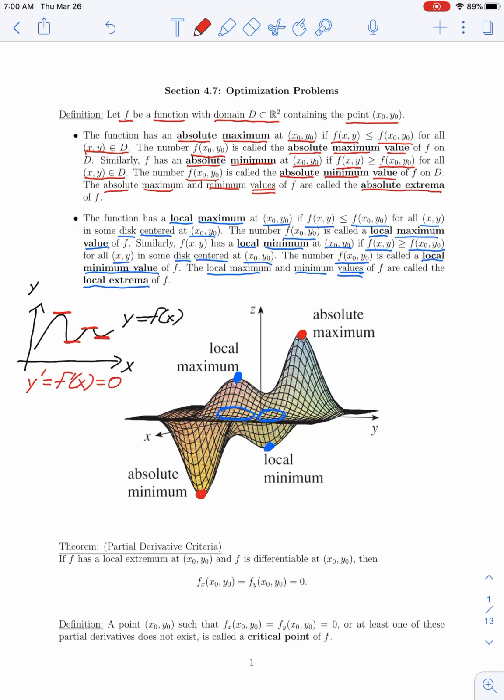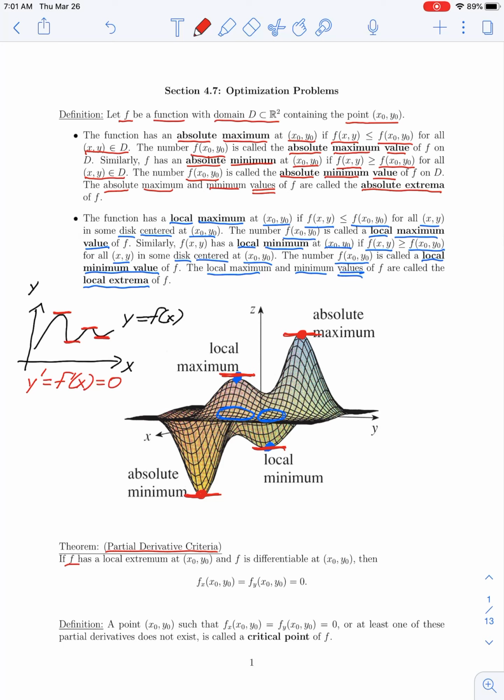Now, if we look at our surface here, any point where we had an absolute maximum or minimum or a local extrema, we see that we would be looking for a horizontal tangent plane, or a plane which is parallel to the xy plane. So when we start trying to find the local or absolute extrema of a function, we need to try to determine the points where we have a horizontal tangent plane.